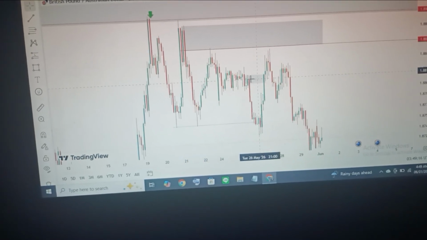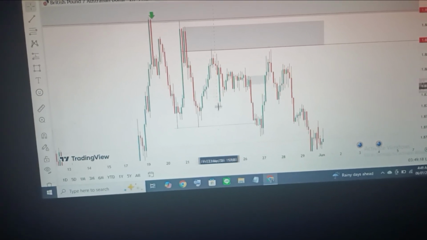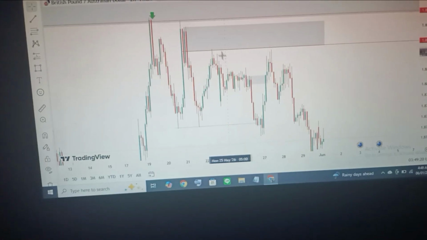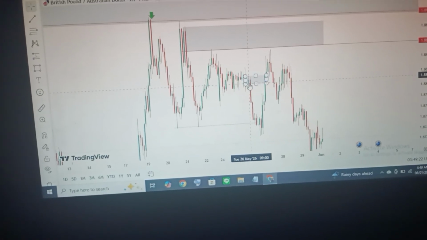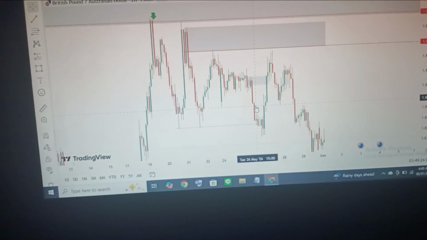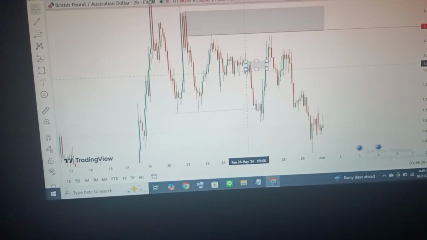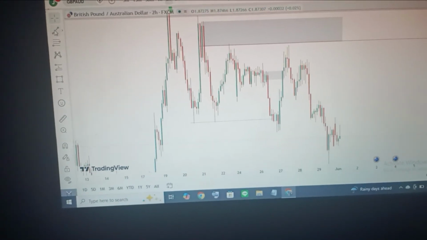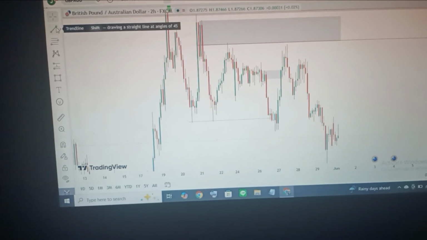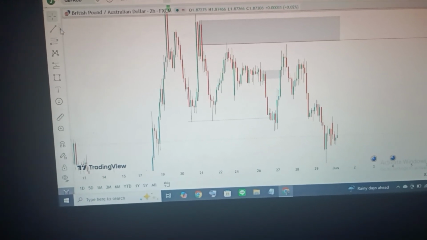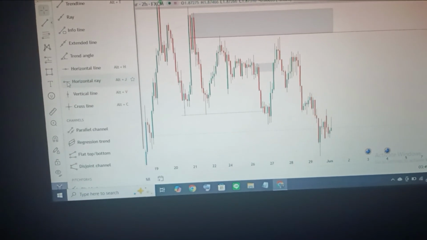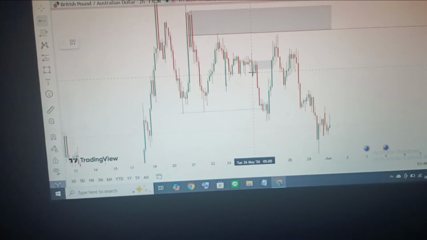You can see, once you had this break here, what I was expecting was the continuation of the bearish move. So I placed an entry around this level. My entry was around this level. Hold on. I placed my entry right about here.